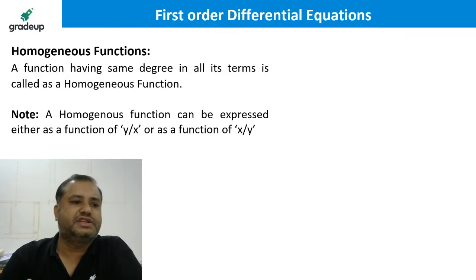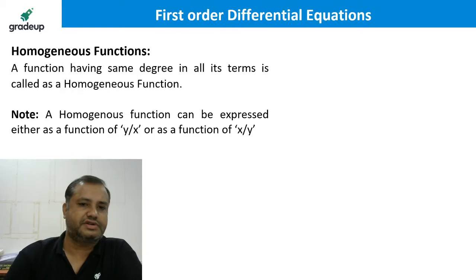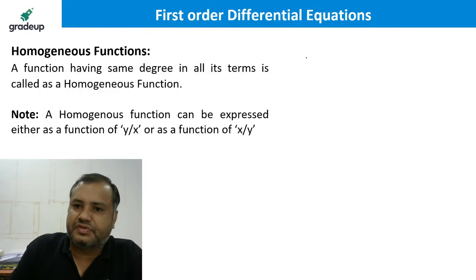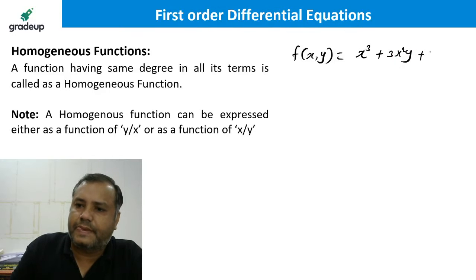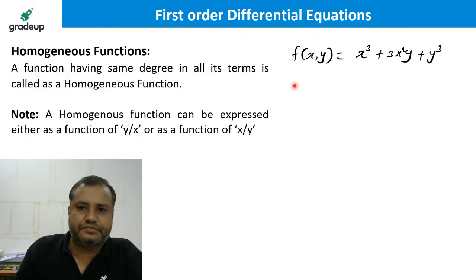If you have a homogeneous function, it can be represented either as a function of y by x or as a function of x by y. See here. Suppose we have a function f of x, y. Degree is 3. Here also degree is 3. Here also degree is 3. So this is a homogeneous function of degree 3 because all the terms have degree 3.